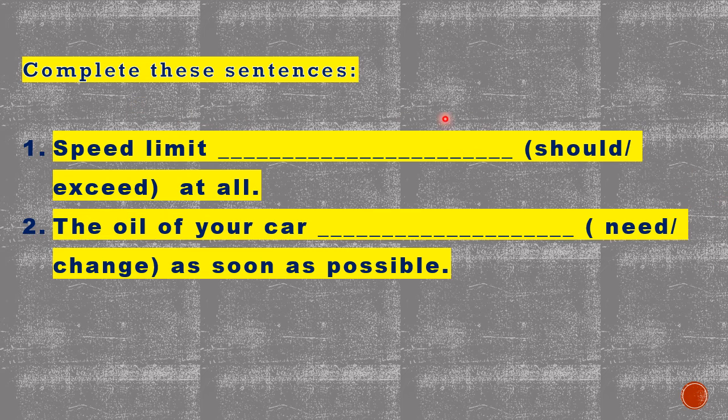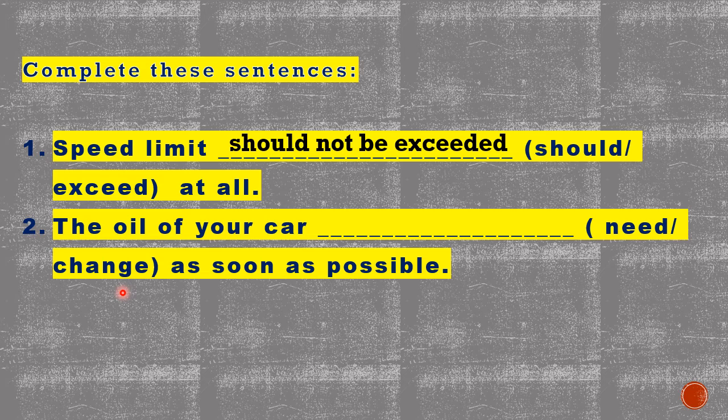Now, please, I want you to answer this exercise. This is not in your book. Complete these sentences. Please use not if needed. If the meaning needs not, use not. Speed limit should exceed at all, never. Yes, the answer is exactly, should not be exceeded, at all.